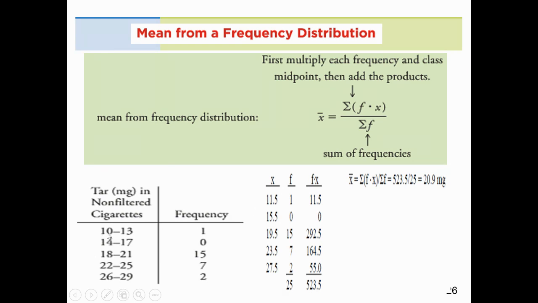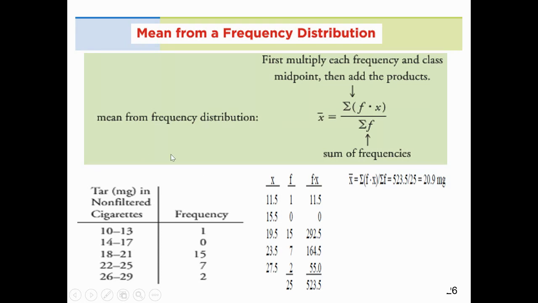How do you find a class midpoint? You say 10 plus 13 is 23. Half of 23 is 11 and a half. Now, I don't have to keep on doing it, adding 17 and 14 divided by 2. I see here that the class width is 4. So once I figure out the first class midpoint, 11.5, I keep adding 4 all the way down. There's no way of getting around it.